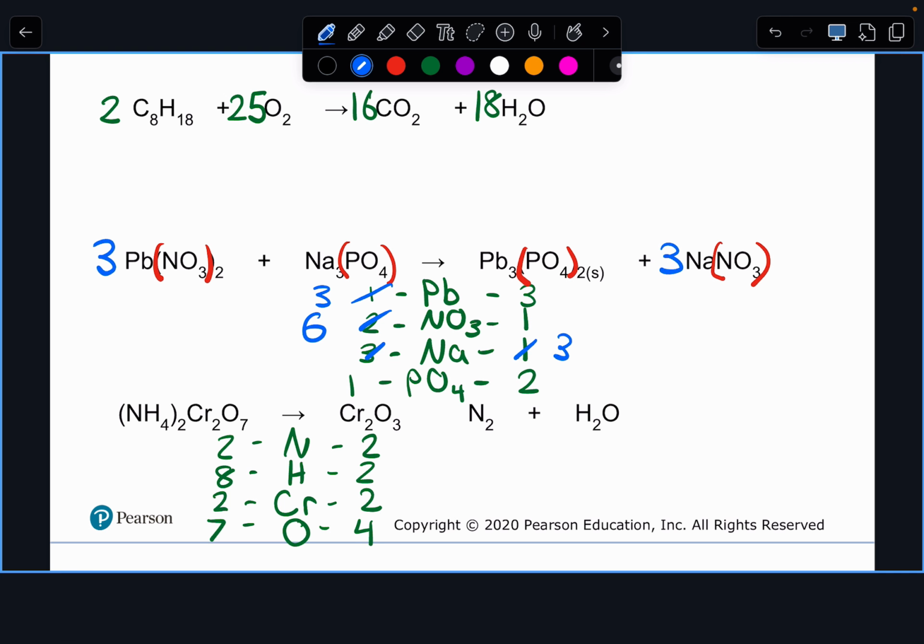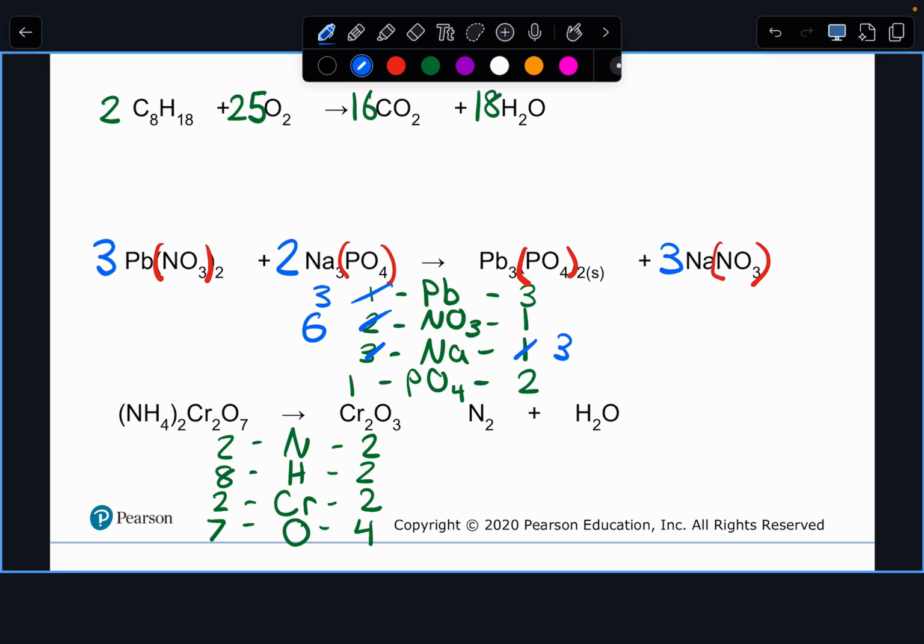And then phosphate is 1 on the reactant side and 2. Oh, okay, so now I need to go change phosphate over here. I need to put a 2 in front. So do you see why it kind of bugged me that I started with the sodium? I did the sodium, but then I had to change it again anyway. So it was kind of dumb that I did that, but whatever. Sometimes you don't see it until after you've already done it.